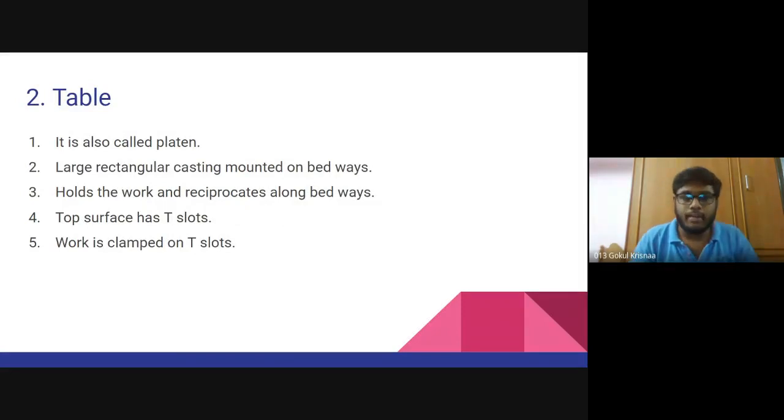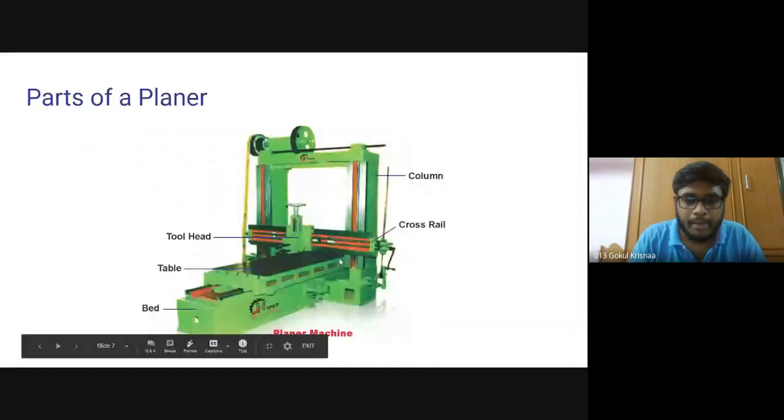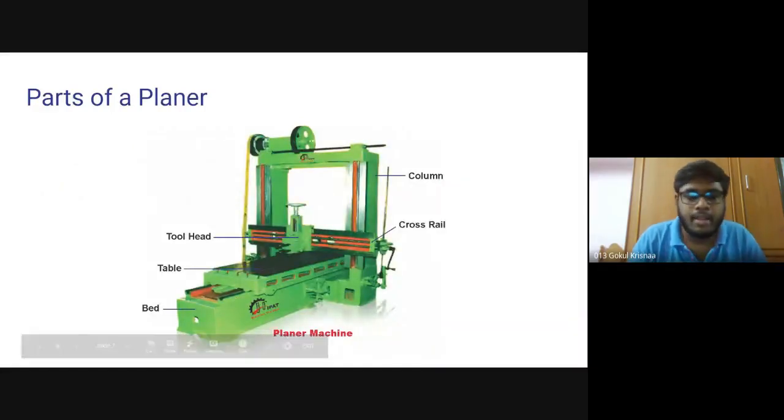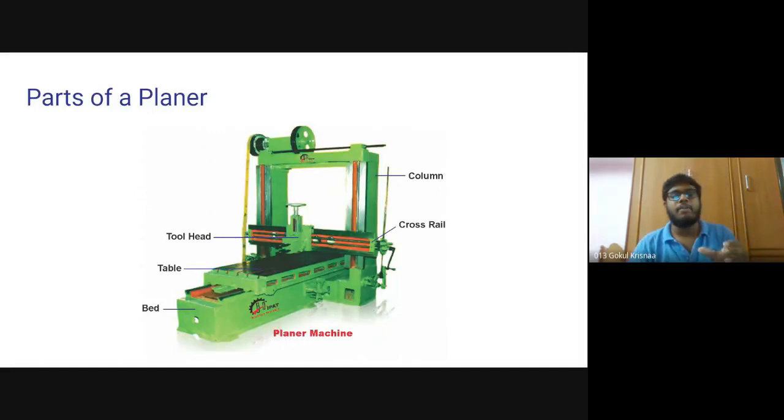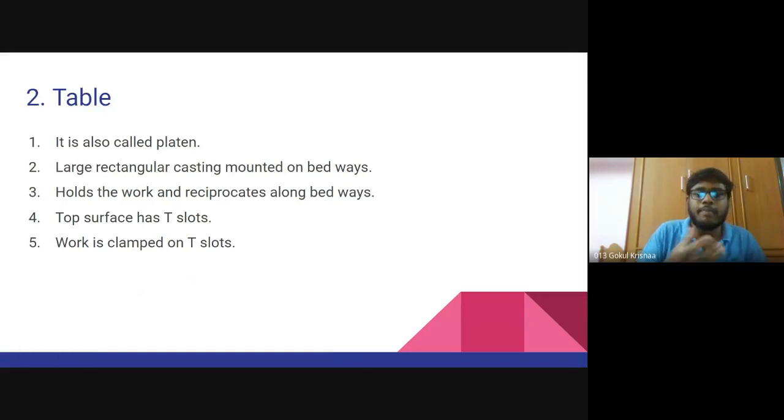Now let's see about the table. This is the table in the planing machine. This table is mounted on the bed of the planing machine, and the workpiece is always mounted on this table. It is actually a large rectangular casing mounted on the bed base. It holds the workpiece, and it imparts a reciprocating motion along the bed base. The table's top surface has various T slots. These T slots are used to clamp the workpiece.